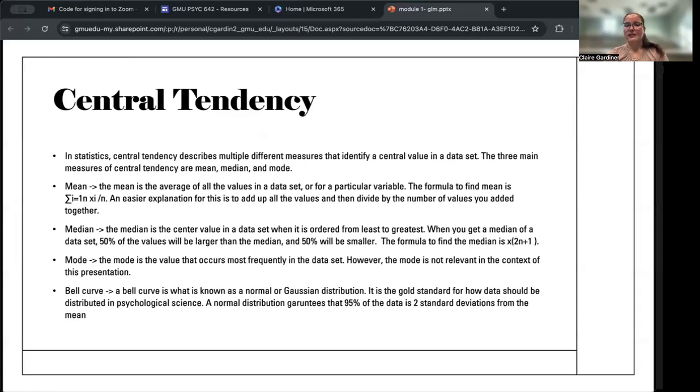You always know that 95% of the data is 2 standard deviations from the mean, which makes sense. And it doesn't leave much room for discrepancy. But later in the presentation, I'll talk more about why maybe this isn't the best thing in the world.